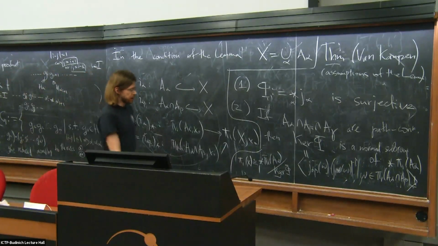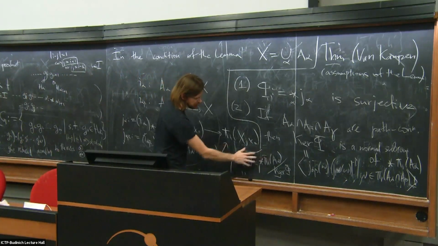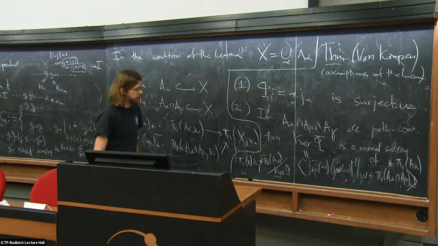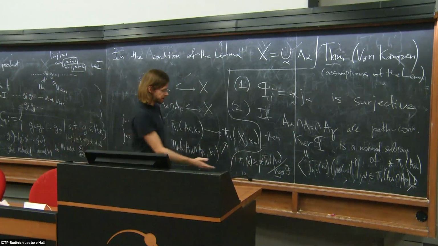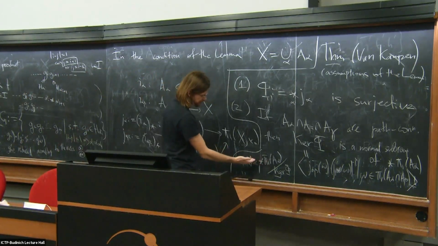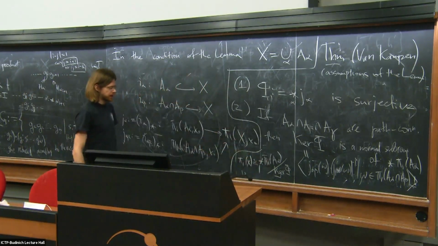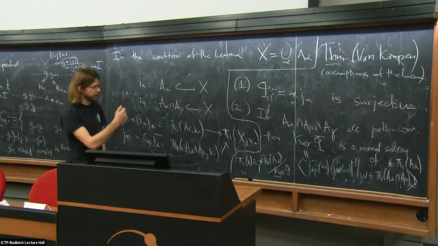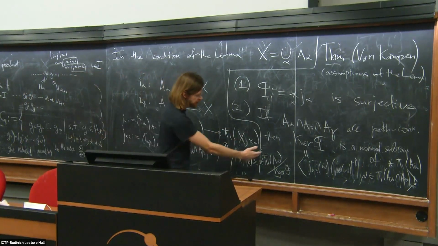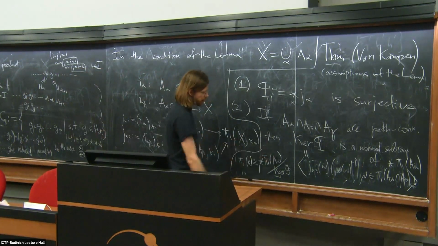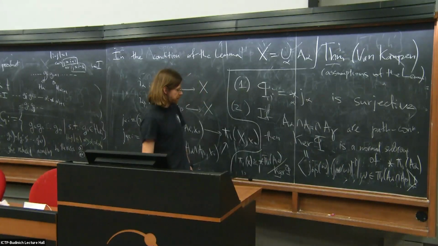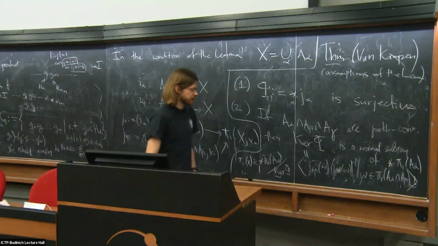But the idea is that this, in particular, will give us an explicit way to calculate pi 1 of X by considering an open cover satisfying some properties. If we have an explicit description of pi 1 of these open sets, the theorem gives us an explicit description of pi 1 of X.